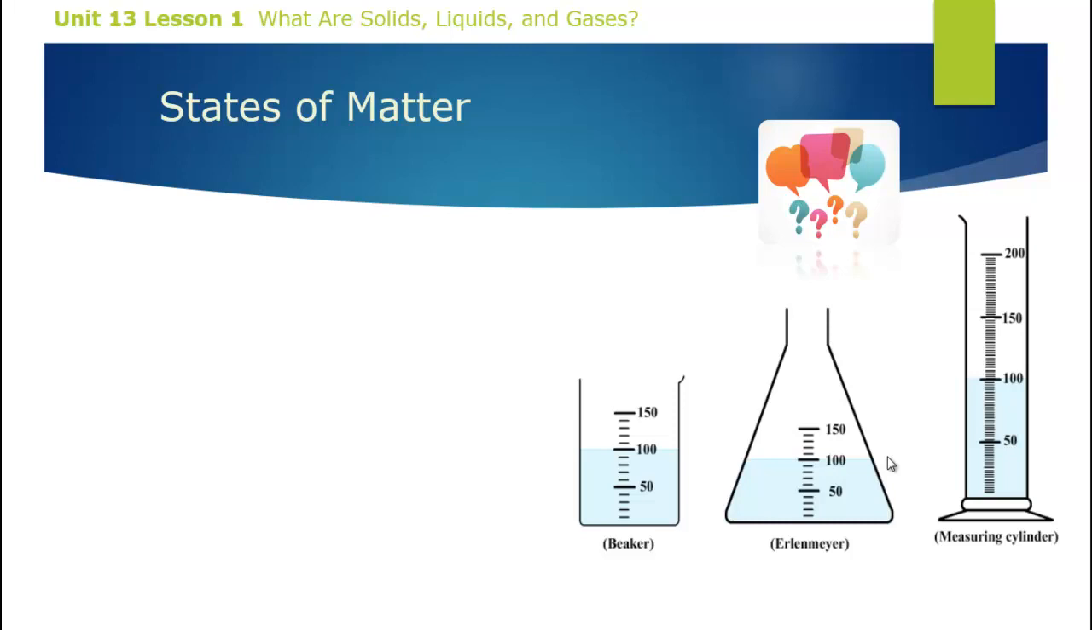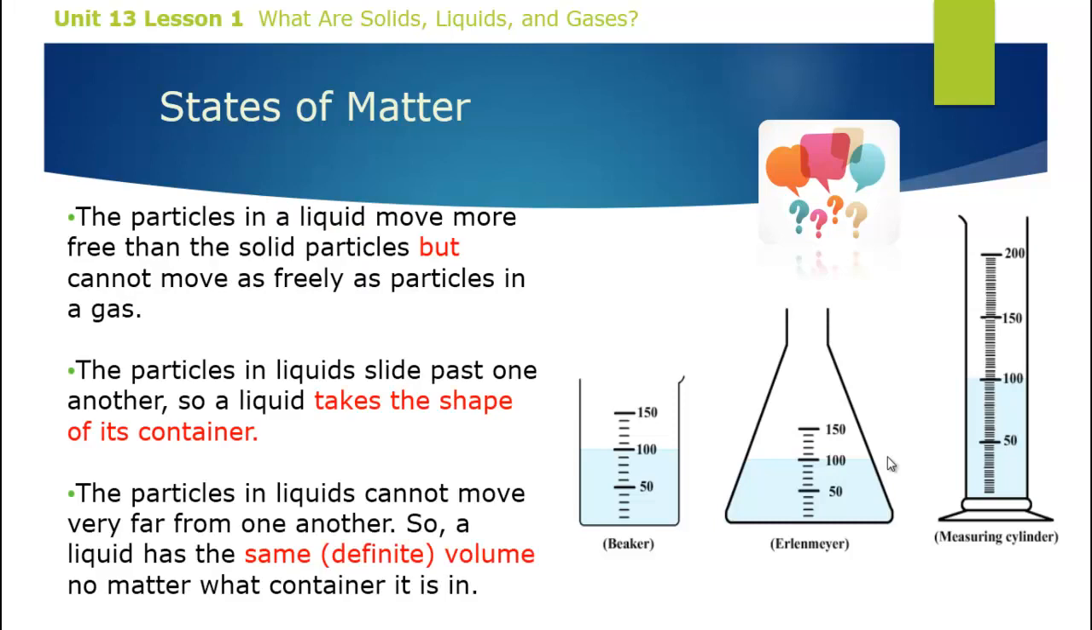Is this solid or liquid or gases? Liquid. Excellent. Did you see? The particles in a liquid take the shape of their container. Did you see the beaker, conical flask, and cylinder? The three containers contain the same volume of liquid, but the shape of the liquid changes according to the container. So the liquid has a definite volume but takes the shape of the container.